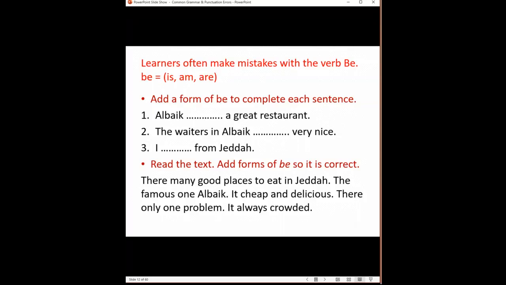So these are the common uses of the verb to be, and then I want you to read the text and add the form of verb to be so it is correct.